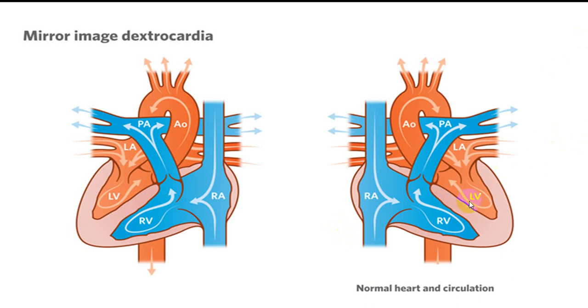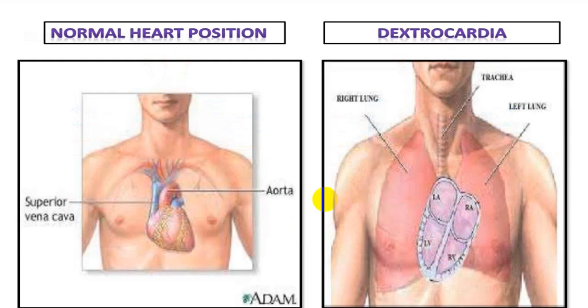In a normal position, the apex is pointing towards the left side, RV is inferior, LV is anterior and superior. Same position, but pointing towards the right side. So this is called mirror image dextrocardia. This is the position: RV will be inferior, LV will be superior, and the apex will be pointing towards the right side. So it is a rotation of the heart.